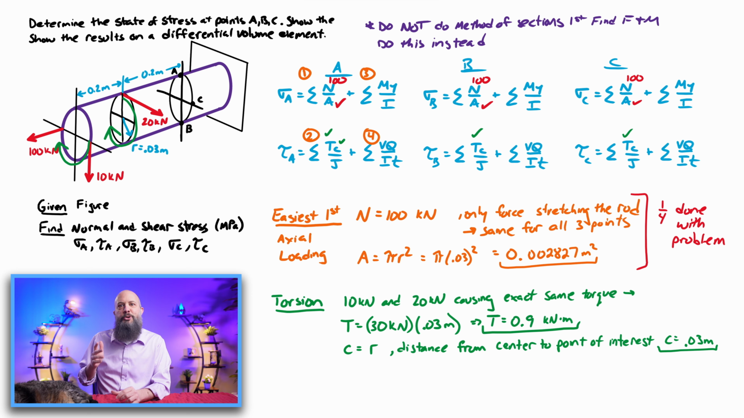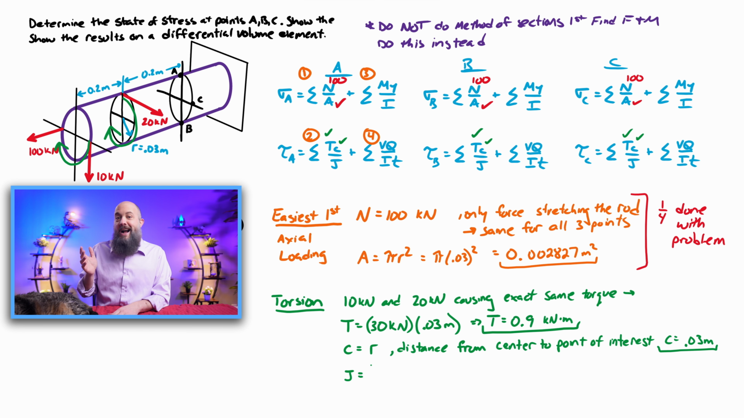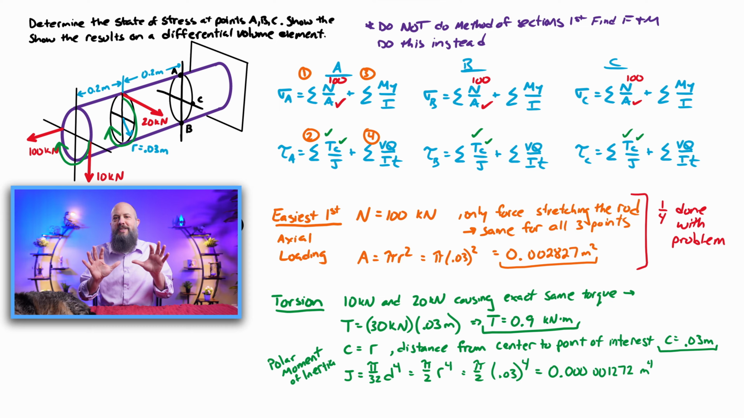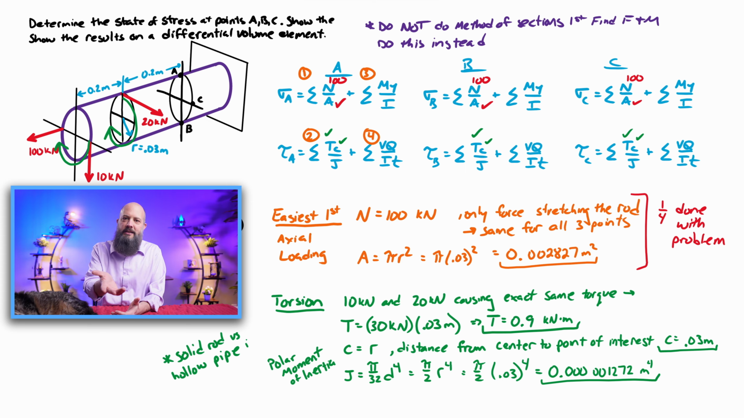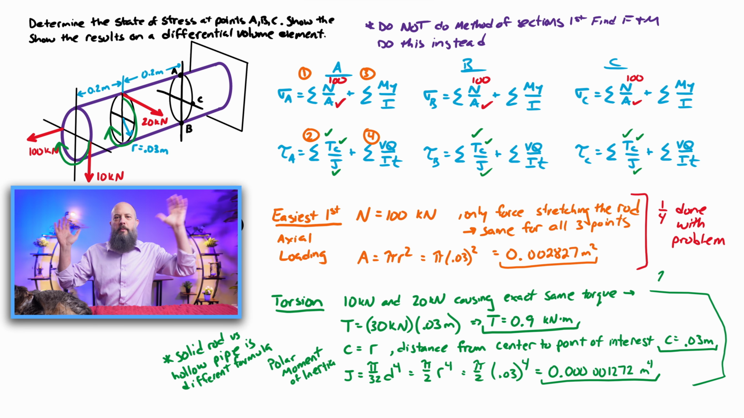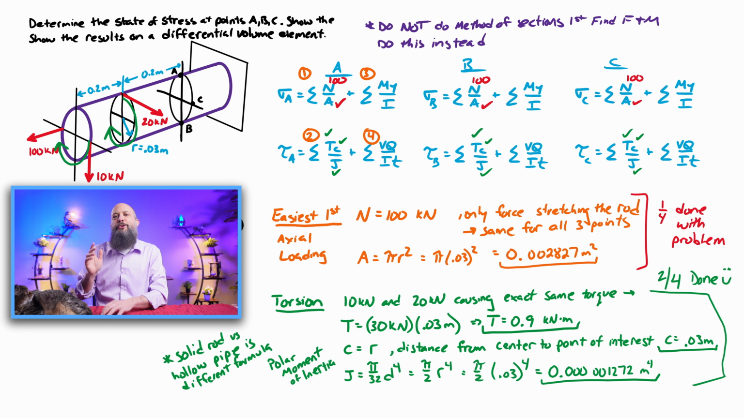And moving on to J, polar moment of inertia. I never remember this equation, so I always have to look it up. And the main thing I have to remember is there's 2 different versions, one for diameter and one for radius. So an easy mistake to make is to use the wrong one. Just make sure we have 0.03, so we want to use the version with radius. So 0.000000 blah, blah, blah, 12. And that's our value for J.